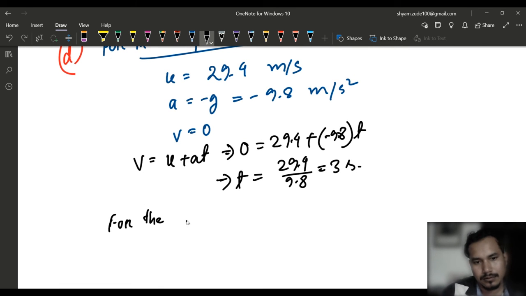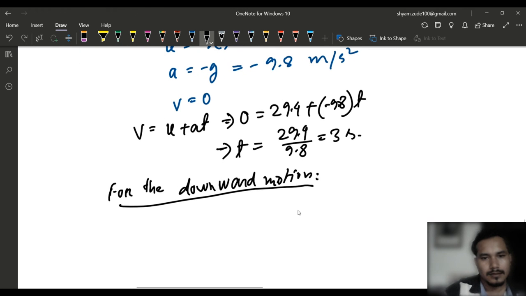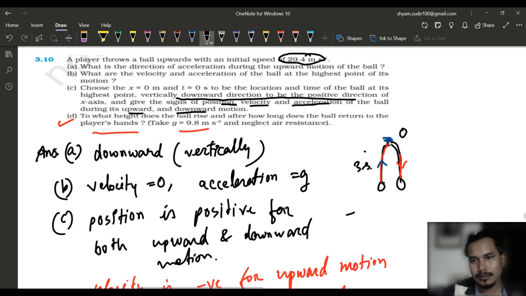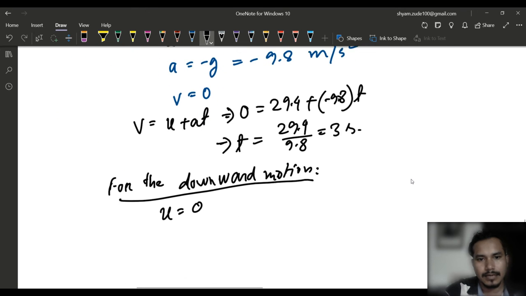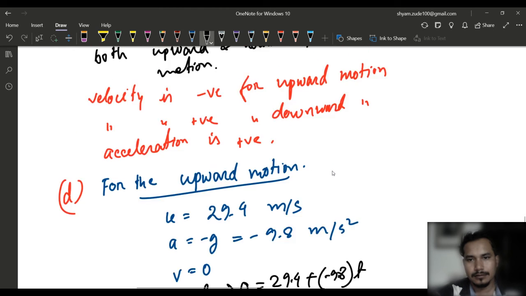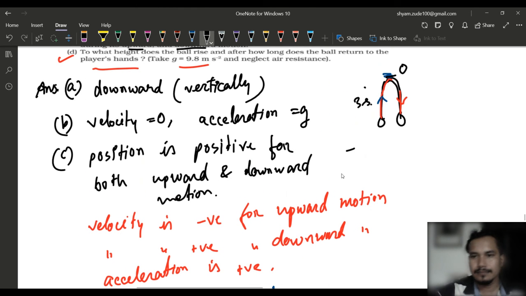For the downward motion, what is the initial velocity? u is equal to 0. For the downward motion, it starts from here with 0 velocity, and it will travel the same height. The height is the same, so how much time will it take? We can directly say the time will be equal to 3 seconds, because acceleration due to gravity is the same and it will travel the same height, so it will take the same amount of time.